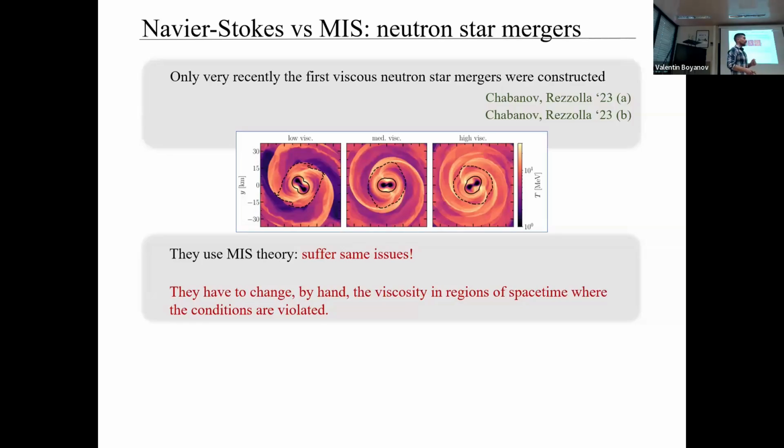I think that they don't mention how large this region is. They mention that there are some regions in which they have to change the parameters by hand in order to not violate those inequalities. No, it's just to keep well-posedness.